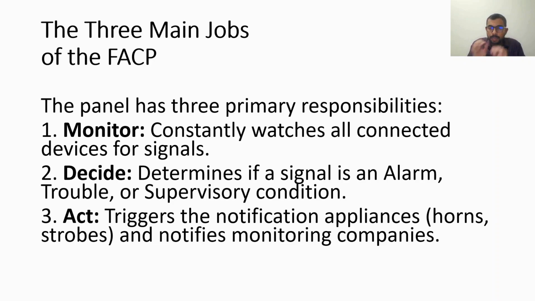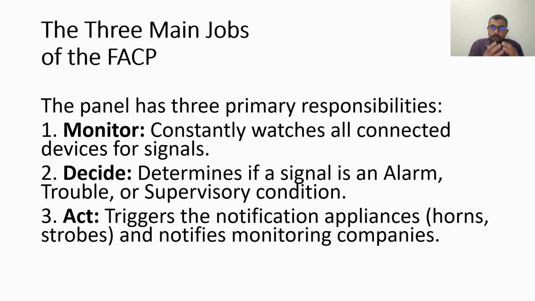And the last job is to act. Based on the signal which is being received from the device, the fire alarm control panel has to take an action. For instance, if it is an alarm signal, the fire alarm control panel will initiate an alarm sound by activating the notification appliances. The notification appliances include the horns, strobes, combined sounder strobe, etc.